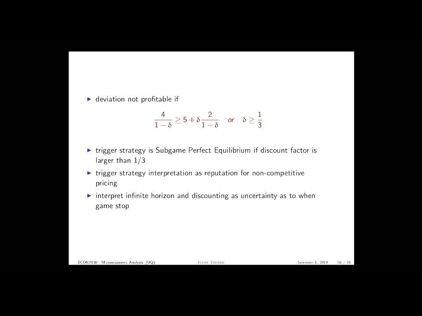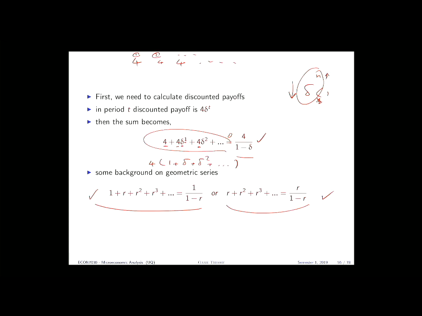I didn't write it in my lecture notes. I should have written it here, but maybe I decided to write it in the class. So that trigger strategy that I just told you would result in 5 at period 1 plus 2 delta, 2 delta squared, and so on and so forth. Okay?